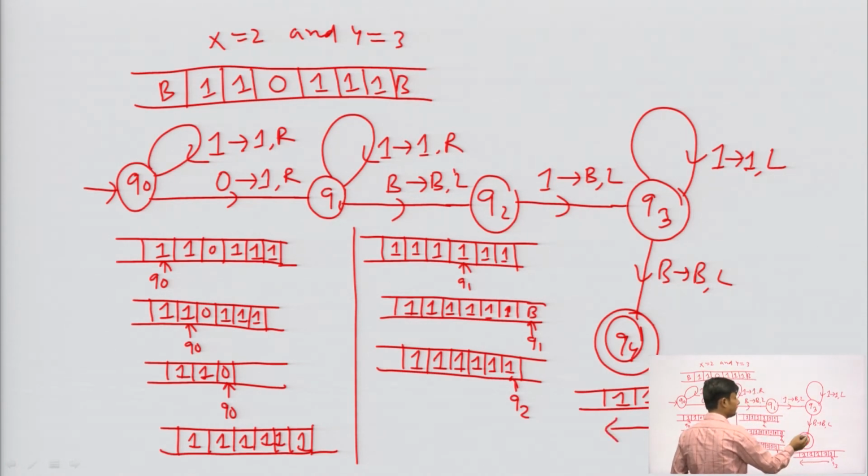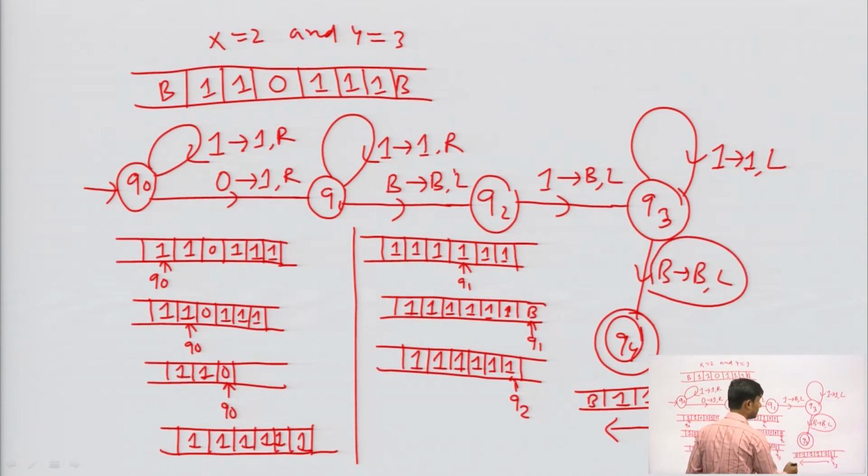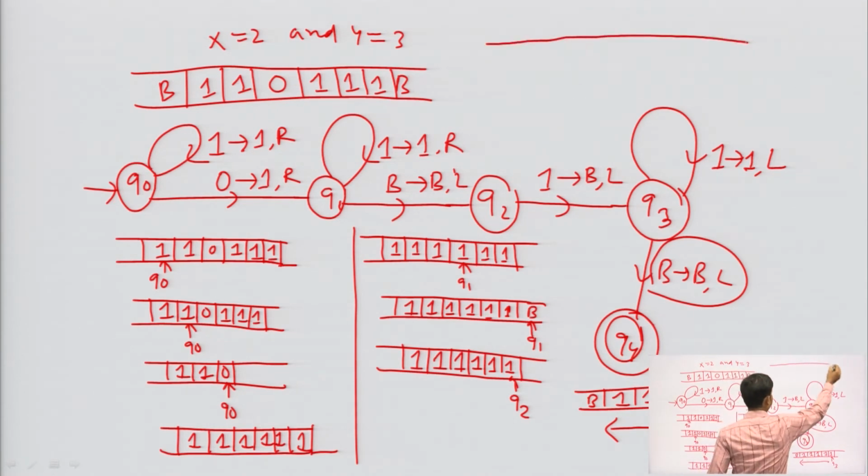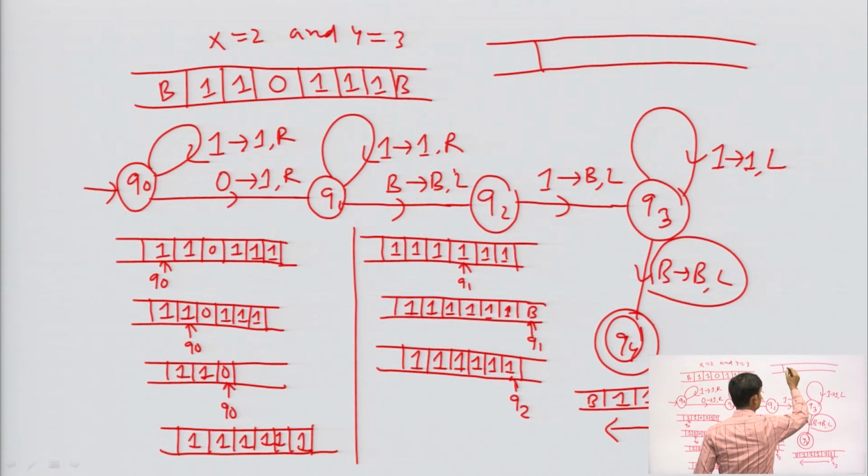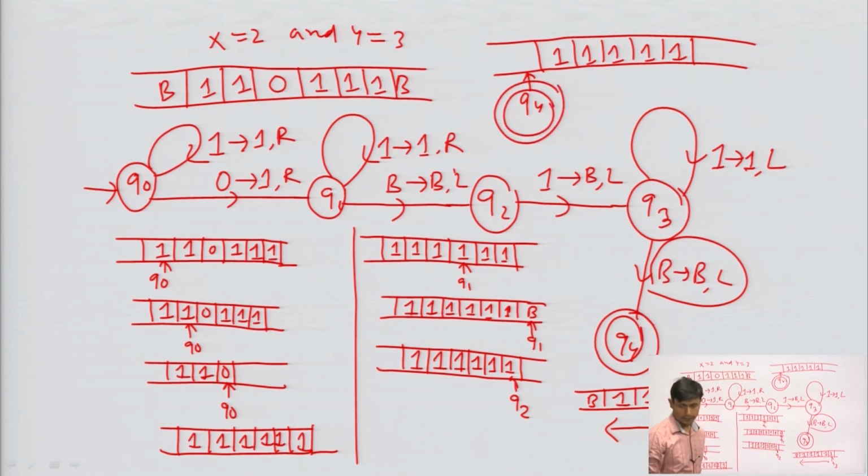On the left you will find the blank. When you find the blank, you go to Q4. At the end, this will be 1, 1, 1, 1, 1, and Q4 will point to a blank. So Q4 is the accepted state. We have taken x as 2 and y as 3, and the output is 5 1s. So we add the two numbers 2 and 3, taken as two separate numbers.